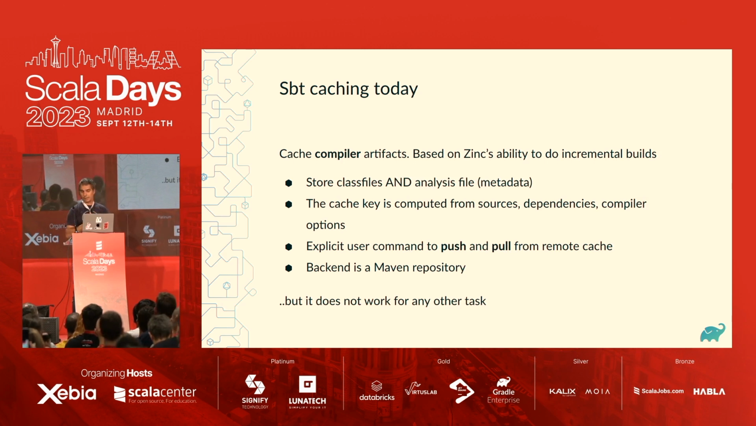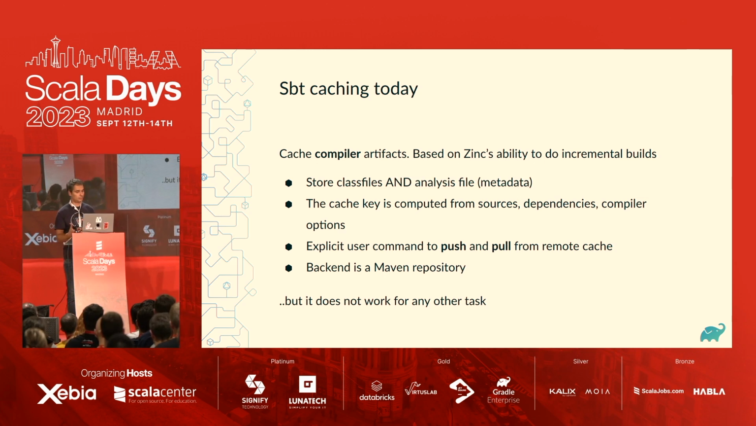And the cache key is, I would say, correctly computed from sources, dependencies, compiler options, and so on, but it's not transparent. So caching happens when you actually call the push and pull command. So you can push to the remote cache and you can pull from the remote cache as a SBT user. You can set it up in your build, perhaps, or in your CI scripts to do that. But it's not going to happen transparently as it does for other build tools.